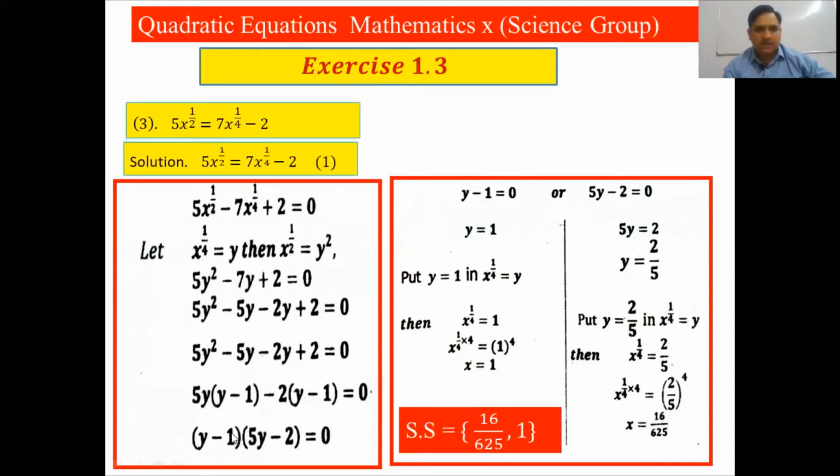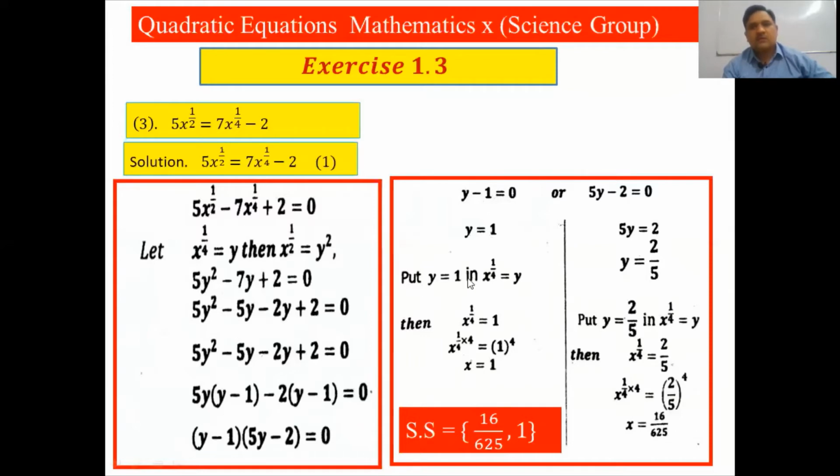Now y minus 1, we can take y minus 1 as a common factor, so we are left with 5y minus 2 is equal to 0. Either y minus 1 is equal to 0 or 5y minus 2 is equal to 0. If y minus 1 is equal to 0, then y is equal to 1, and if 5y minus 2 is equal to 0, then 5y is equal to 2, or y is equal to 2 by 5.